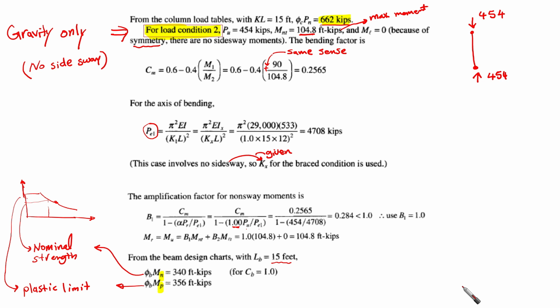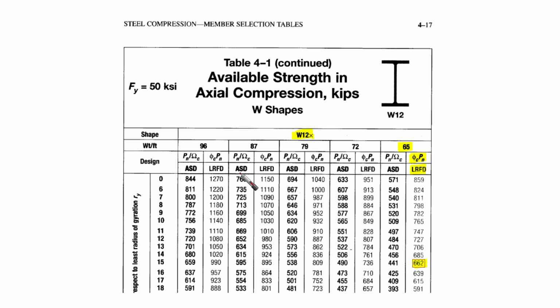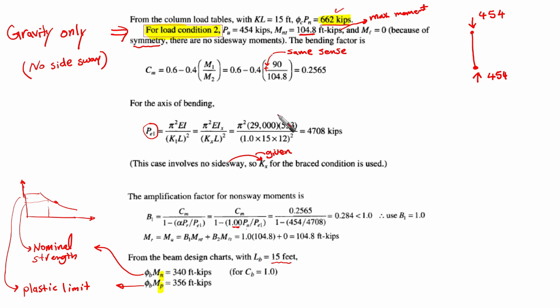From the column load table with KL equal to 15, we can obtain the column strength directly. Please pause the video here, go to the specification, and find whether that's 662 or not for our cross section. This is the table, W12x65, and this is for LRFD. If we look here, this is for 15. We can find 662 as we said before. So it is here, 662, it is right.